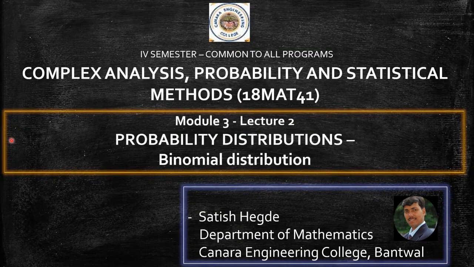Everyone, welcome to the second video lecture series on module 3, probability distributions, of the 4th semester subject Complex Analysis, Probability and Statistical Methods, with subject code 18MAT41. In the last video lecture we took random variables, discrete and continuous. In this video series I am going to take binomial distribution and problems.